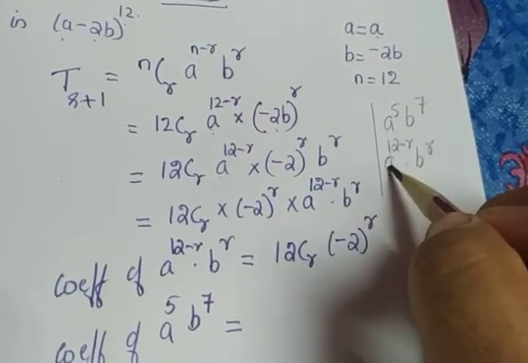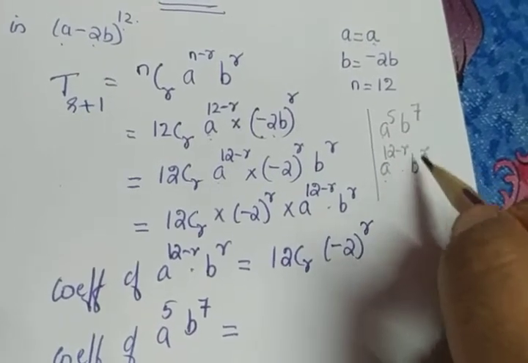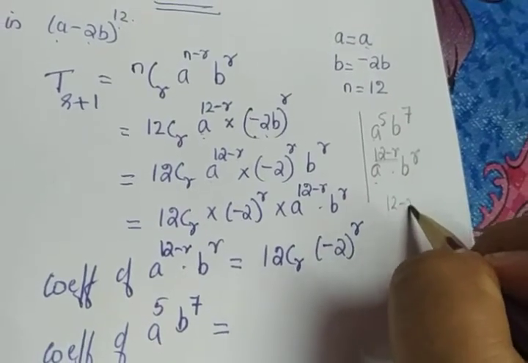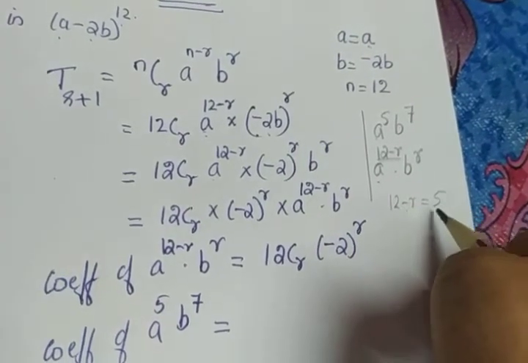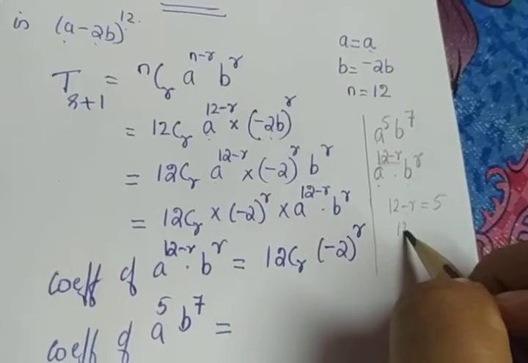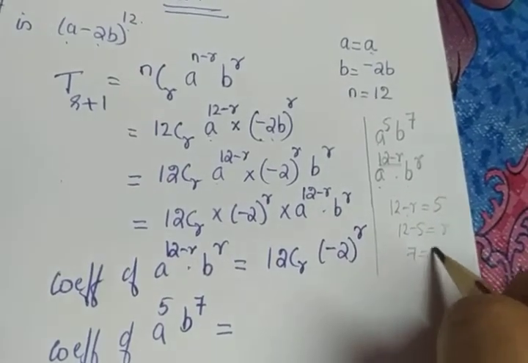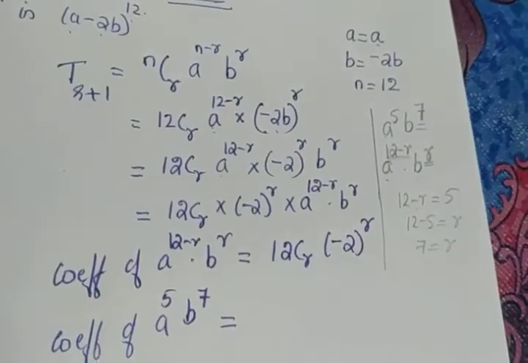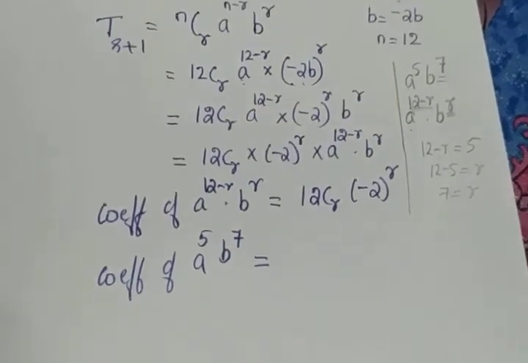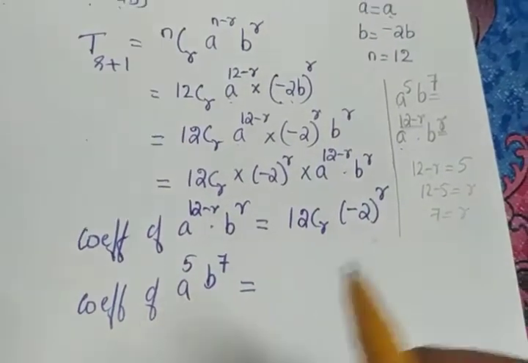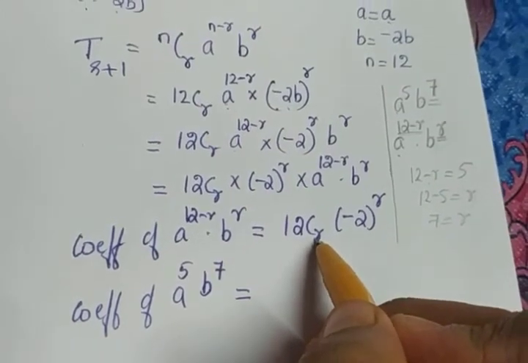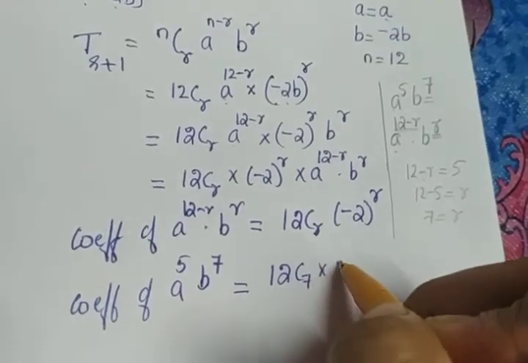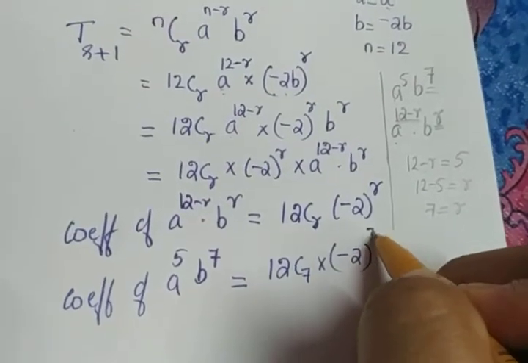So just compare either the power of a or the power of b. If I compare the power of a, I get 12 minus r is equal to 5. Taking r to the right side and 5 to the left side, 12 minus 5 is equal to r, that is 7 is equal to r. Otherwise, if I compare the power of b directly, I get r as 7. So to find the coefficient, on the right side we substitute r as 7. So 12C7 into minus 2 raised to 7.